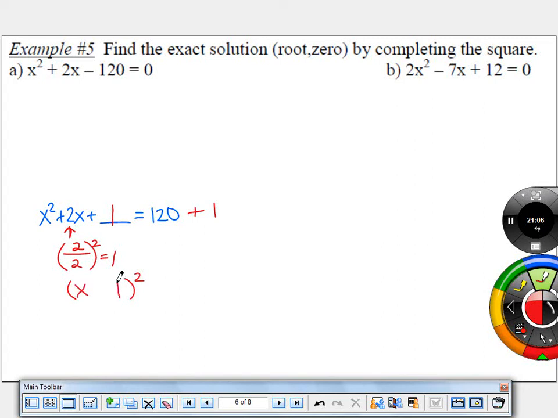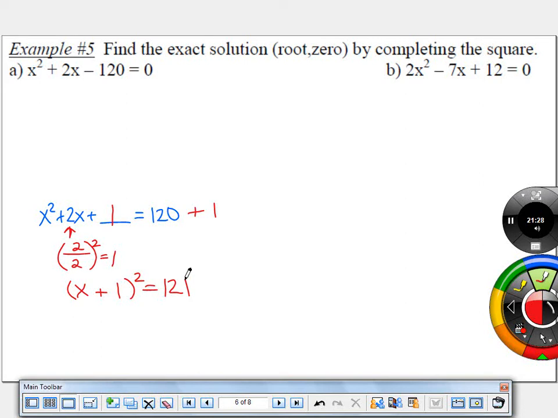If you're having a hard time there, when you're doing perfect squares, it's like what squared makes this, x. What squared makes this, 1. Do I need the middle term to end up being positive or negative? Positive, so this should be a plus. And then on the other side, I have 120 plus 1, so that is 121. And now I have an equation like we did at the beginning.